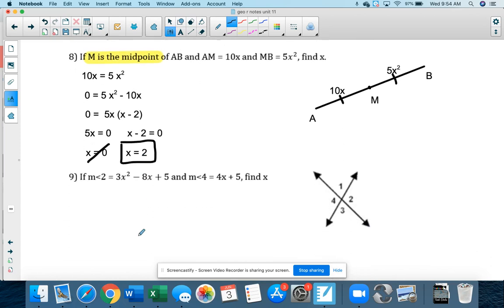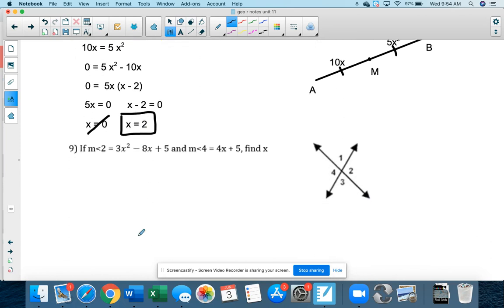Okay. 9 already has the picture for us. So I have angle 2, which is right here, is 3x squared minus 8x plus 5.